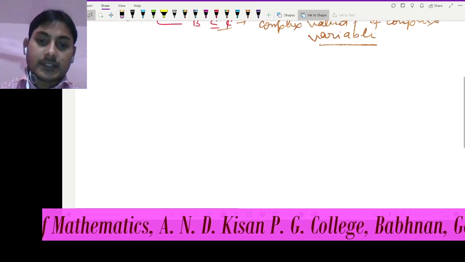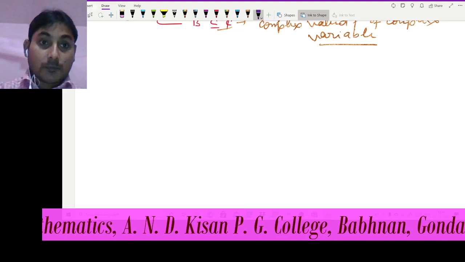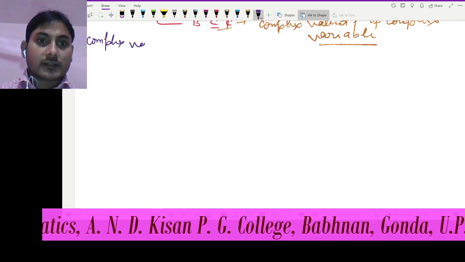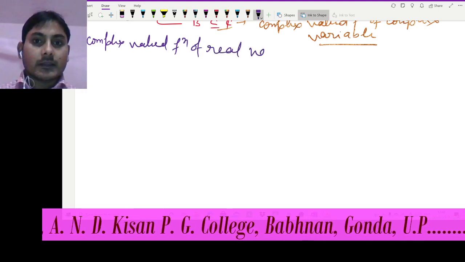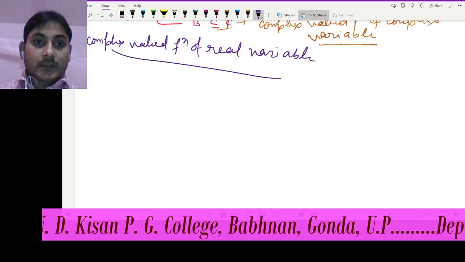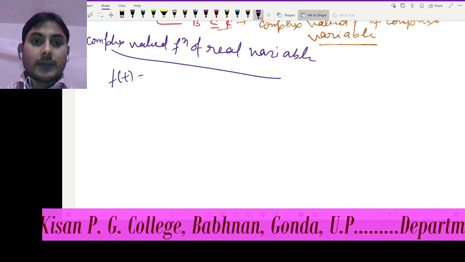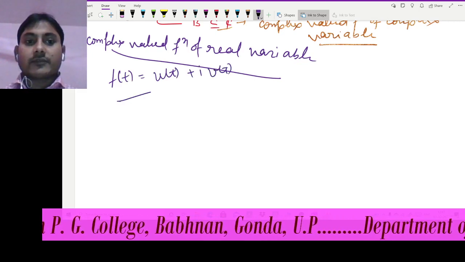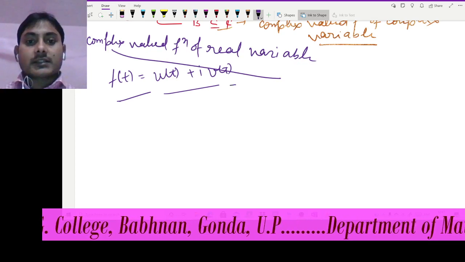And in the previous class we said that any function which is a complex valued function of a real variable takes the form f of t equals u of t plus i times v of t. This is the standard form of the complex valued function of a real variable.